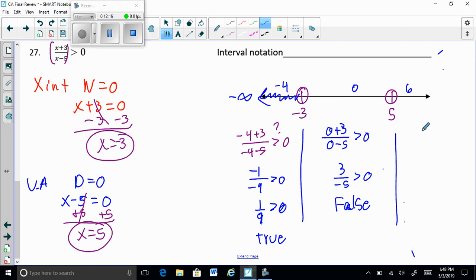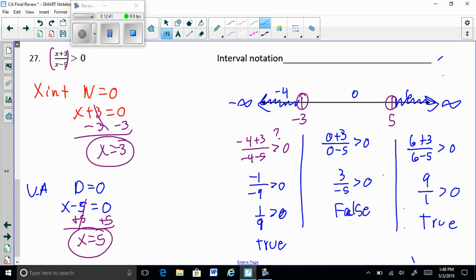All right, last one, we'll try 6. So if you plug in a 6, you get 6 plus 3 over 6, take away 5. Is that greater than 0? This time we end up getting 9 over positive 1. Yep, 9 over 1 is greater than 0. That's going to come back as true. So we'll go ahead and shade from 5 to infinity.